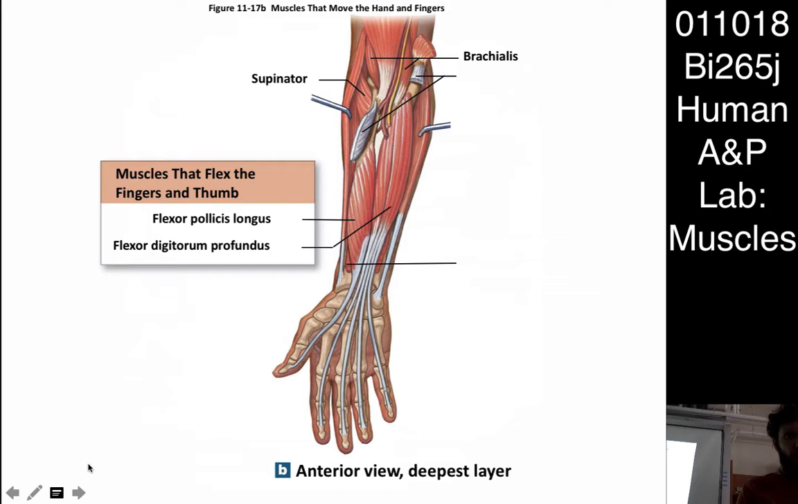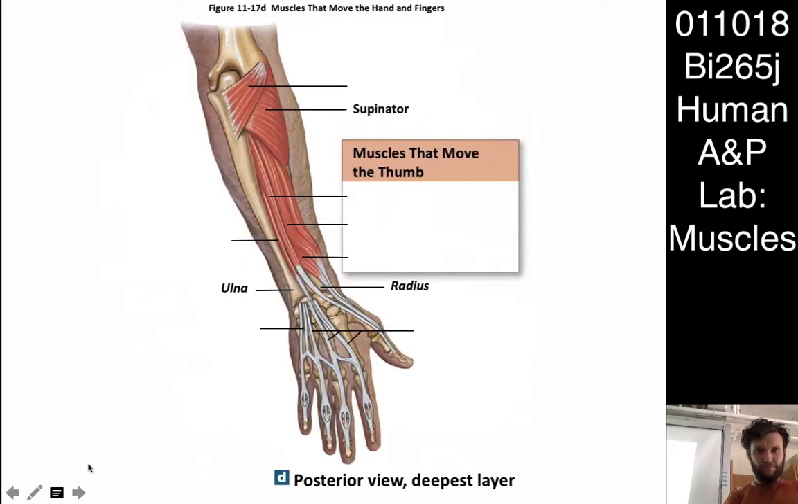Supinator is pretty important, though. If you were to pull the brachioradialis back, below it, you would see the supinator. The supinator is the muscle that supinates the hand. It pulls the radius back into anatomical position, supinates the hand, the supinator. That's an easy one. Why don't we skip the deep muscles of the forearm too, the flexor pollicis longus and flexor digitorum profundus. It's not that they're not important, but yeah. There's another picture of the supinator.